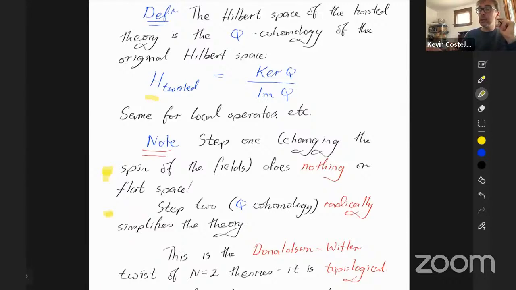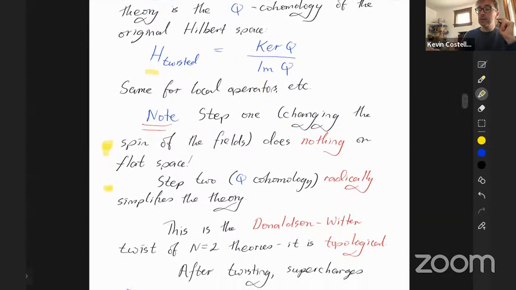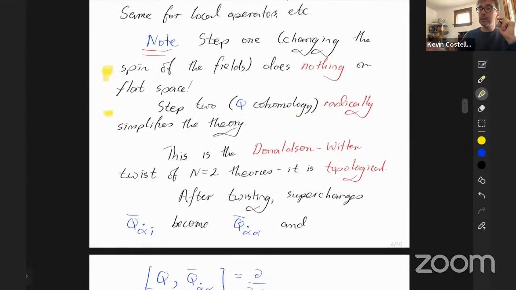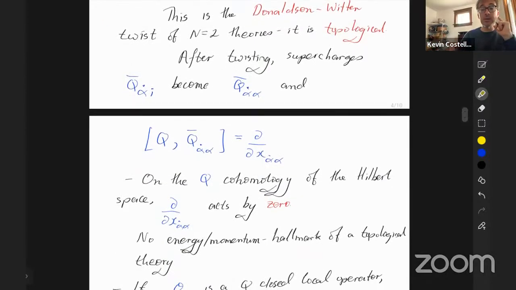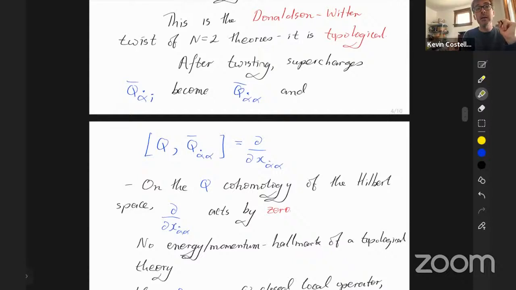So, let's go. What I've described is the Donaldson-Witten twist of N=2 supersymmetric gauge theories. And it turns out to be a topological twist. So let me try and explain what that means. Although maybe, unless anybody has any questions about the material so far.